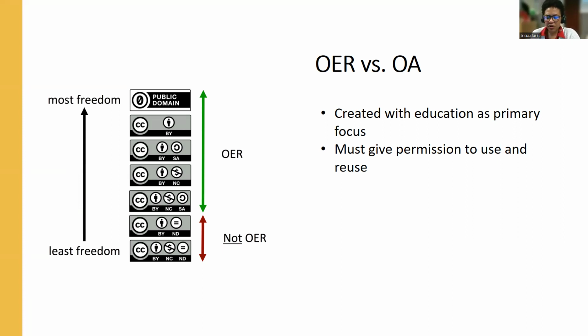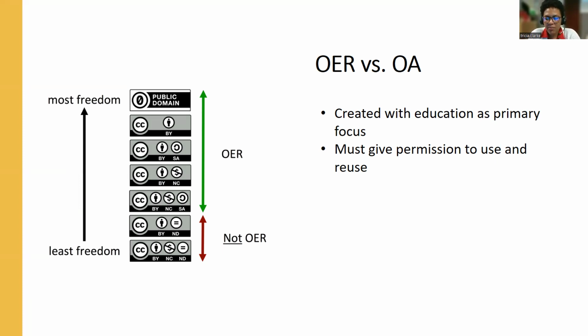So to be considered OER, the materials must meet a few criteria. The first of those criteria is that OER materials are usually created with education as their primary focus. The most common example of OER is an electronic textbook, but it can include a variety of educational materials, including classroom slides, syllabi, and other ancillary materials.